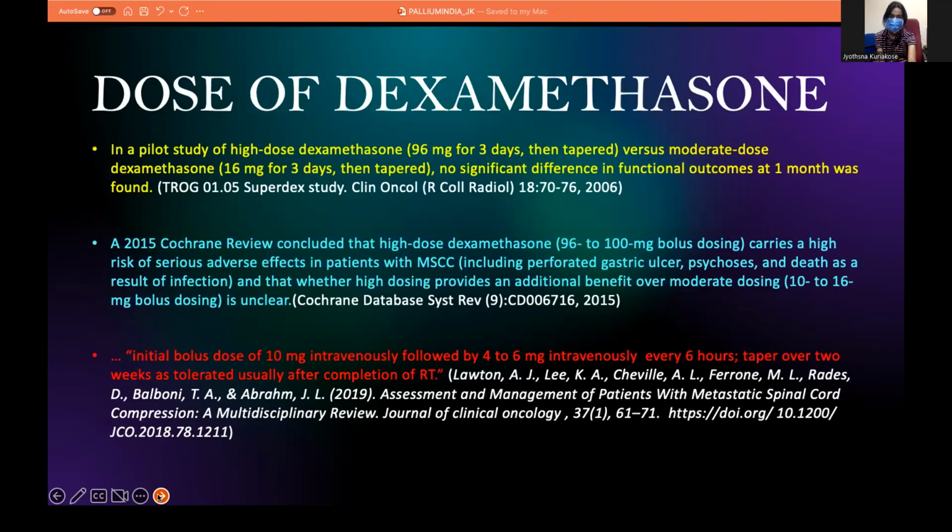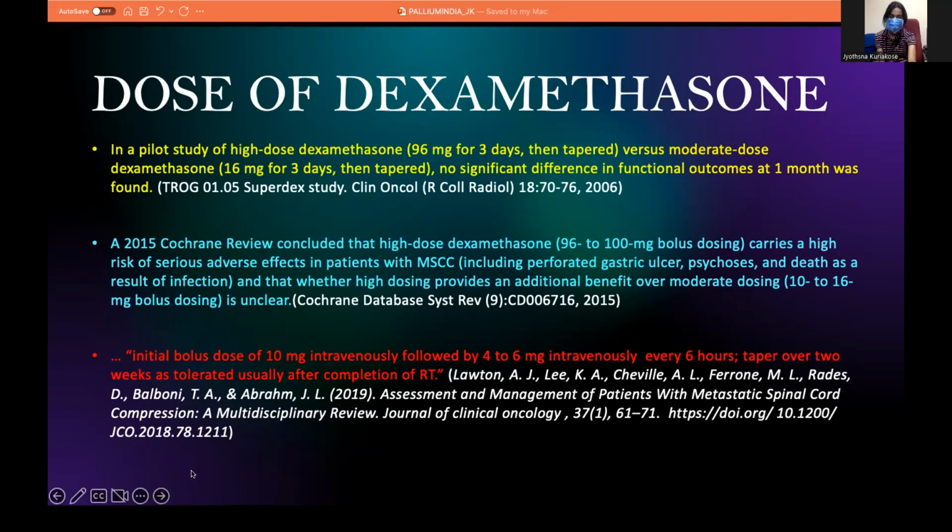If we look briefly through the evidence regarding the dose of dexamethasone, in a pilot study they compared 96 milligram, that is high dose dexamethasone, with 16 milligram for 3 days and then a tapering dose. They did not find any significant difference in functional outcomes at the 1 month time point. In 2015, a Cochrane review concluded that giving a high dose dexamethasone initial bolus carried the disadvantage of serious adverse effects in patients with cord compression, and whether high dosing provides an additional benefit over moderate dosing, that is a 10 to 16 milligram bolus, is unclear.